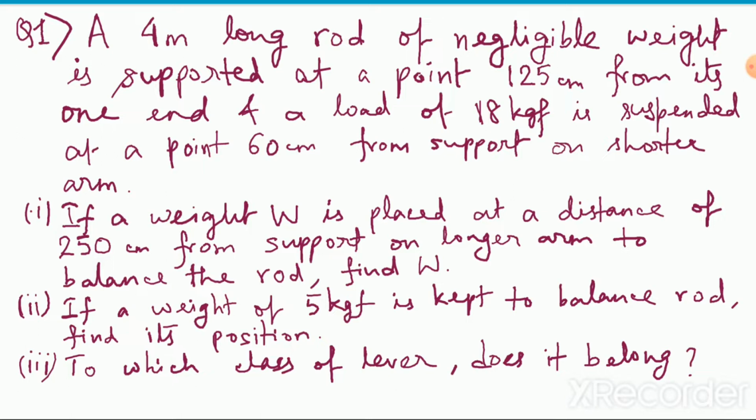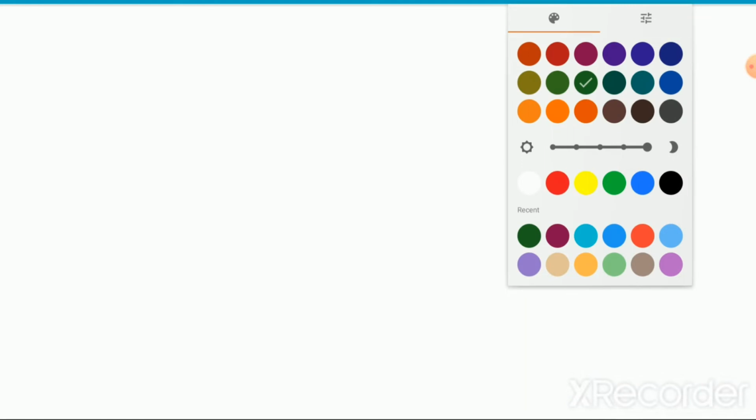What does it say? Given, a 4-meter long rod of negligible weight is supported at a point 125 centimeter from its one end, and a load of 18 kg is suspended at a point 60 centimeter from the support on the shorter arm. Okay, so just draw the figure. What will it be like? So let us take solution number 1.